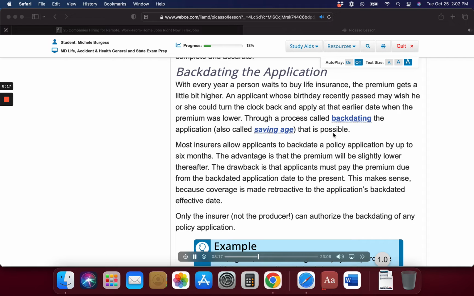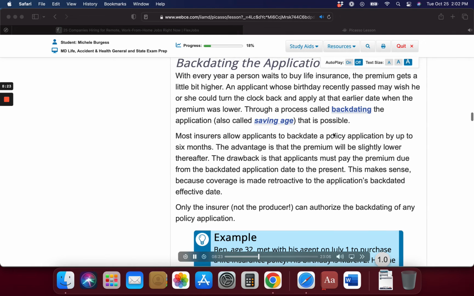Backdating the application. With every year a person waits to buy life insurance, the premium gets a little bit higher. An applicant whose birthday recently passed may wish he or she could turn the clock back and apply at that earlier date when the premium was lower. Through a process called backdating the application, also called saving age, that is possible. Most insurers allow applicants to backdate a policy application by up to 6 months.